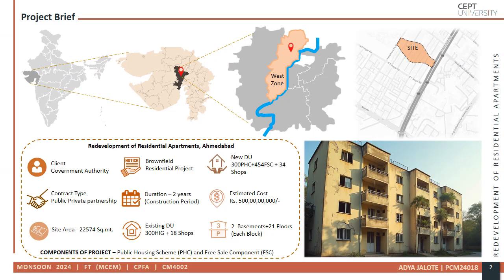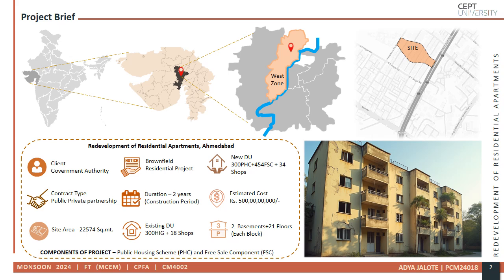The project site is located in the west zone of Ahmedabad and spans 22,574 square meters. It's a brownfield redevelopment aimed at modernizing the existing infrastructure while meeting urban housing needs. The current setup includes 300 high-income group residential units and 18 shops. The redevelopment will result in 300 public housing units, 454 free-sale flats and 34 shops.